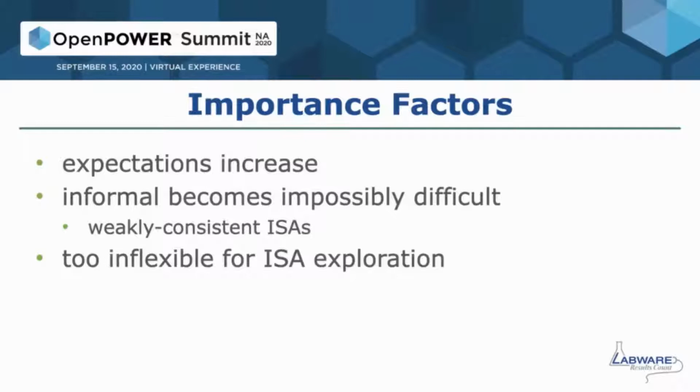The third factor is that when trying to bring up a new processor, the software tool chain is what anchors you down. You want to be flexible about what you can do in the processor.